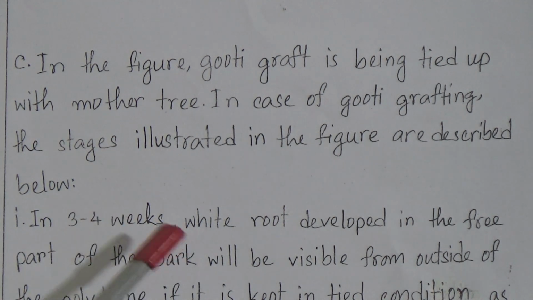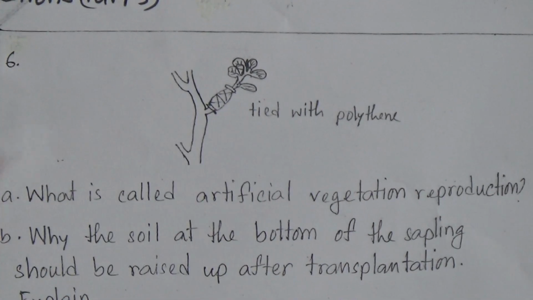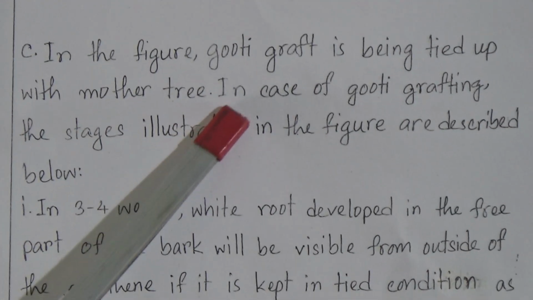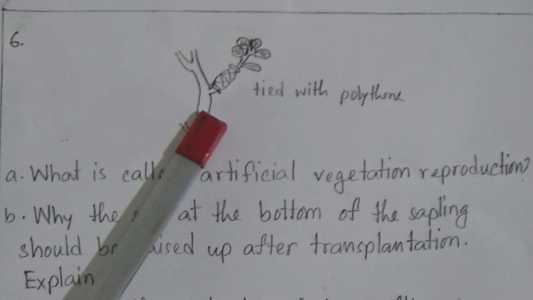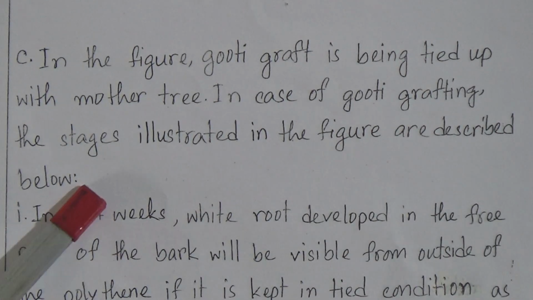Now, question number C, and the question is, describe the next step of the grafting illustrated in the stimulation with figure. Okay, look at this stimulation, look at this picture. Now, we will go to the answer. In the figure, the goote graft is being tied up with the mother tree. Now, look, the goote graft is tied up with the mother tree, and in case of goote grafting, the stages illustrated in the figure are described below.